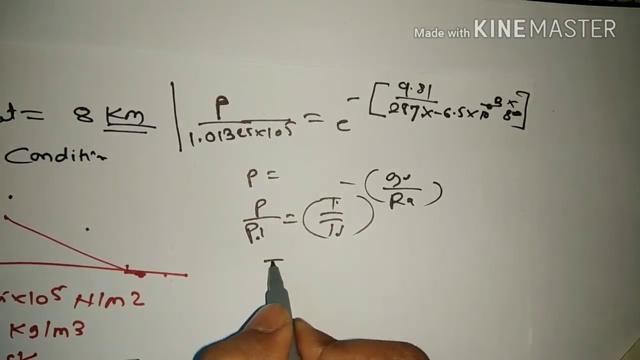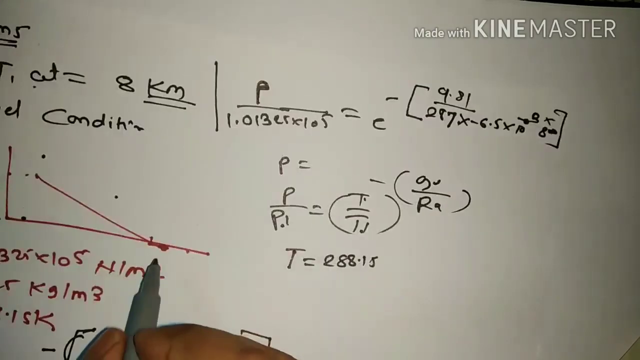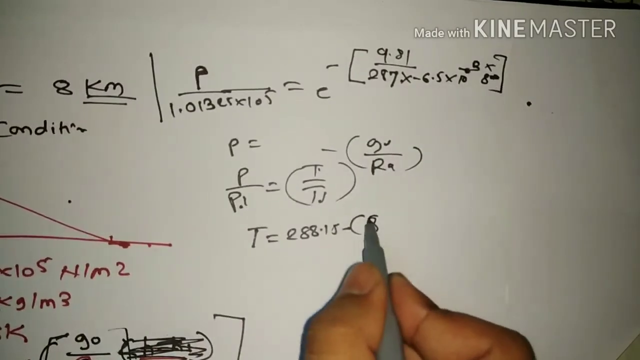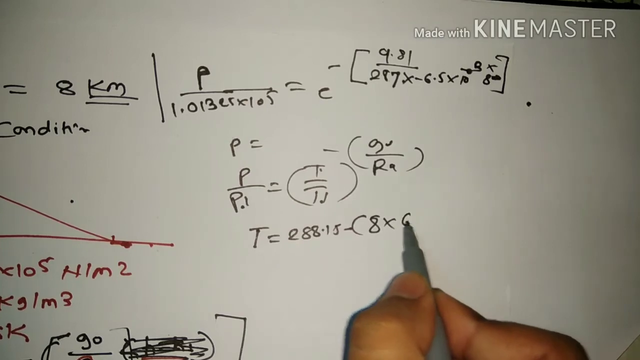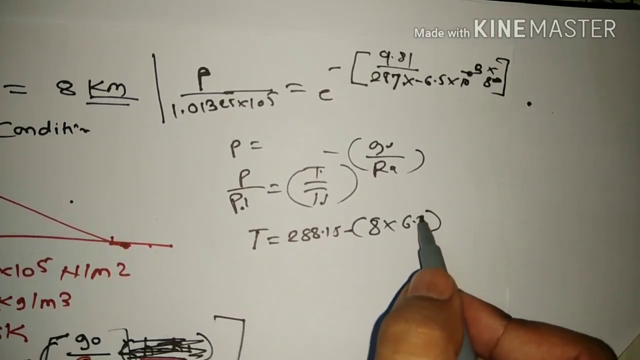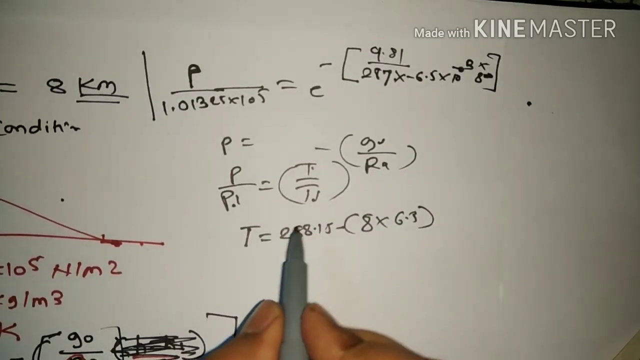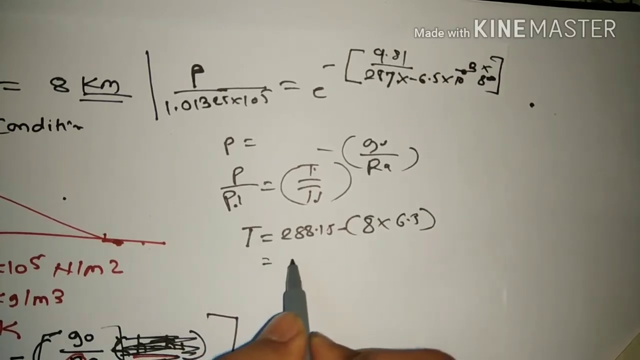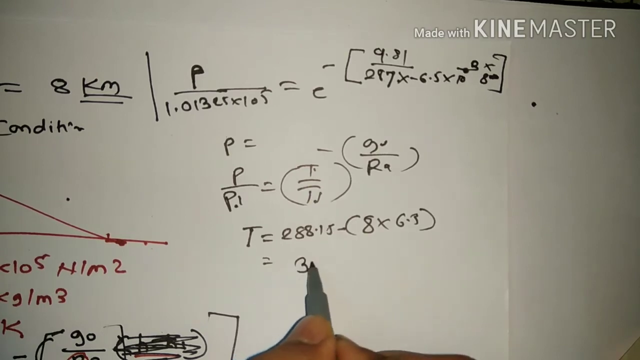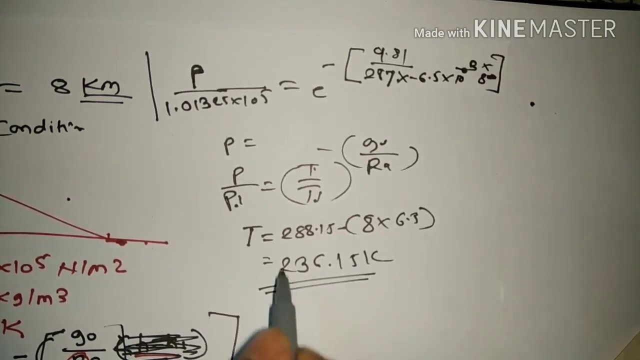How do we calculate T? T will be 288.15, the sea level value, minus 8 into 6.5 Kelvin, because the temperature decreases 6.5 Kelvin per kilometer. So we can calculate this. The temperature at 8 kilometer will be 236.15 Kelvin. Okay, so we got the temperature.